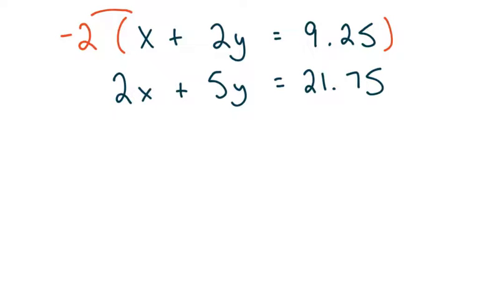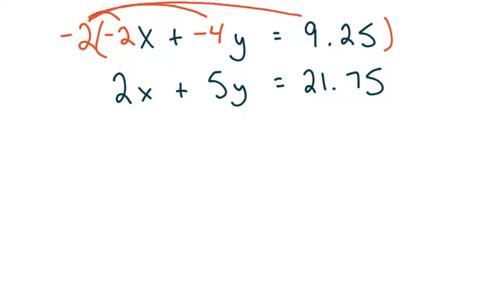So negative 2 times the 1x gives me a negative 2x. That negative 2 also goes to this 2y. Negative 2 times a positive 2 equals negative 4, so I keep that negative 4y. And then lastly, that negative 2 has to go to this 925. So when I multiply negative 2 times 925, I get negative 1850, and I made it 18.50 because this is supposed to be a dollar amount.